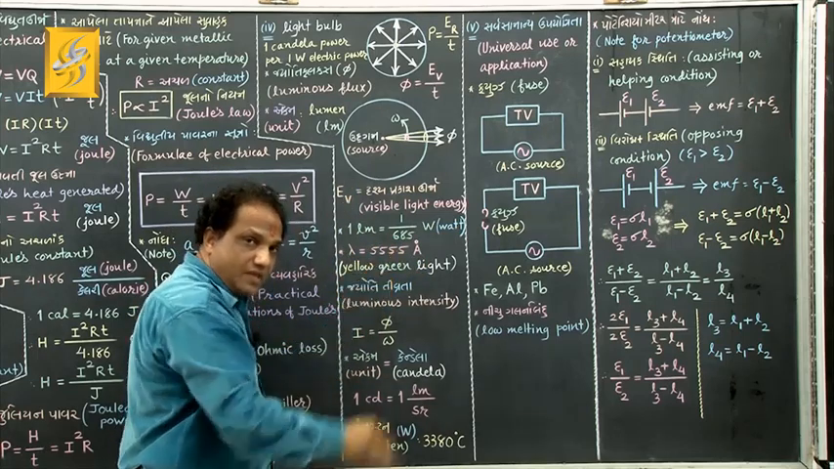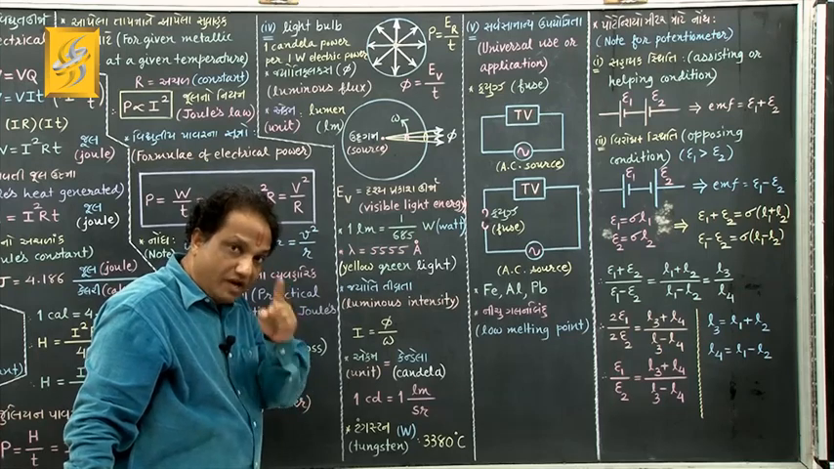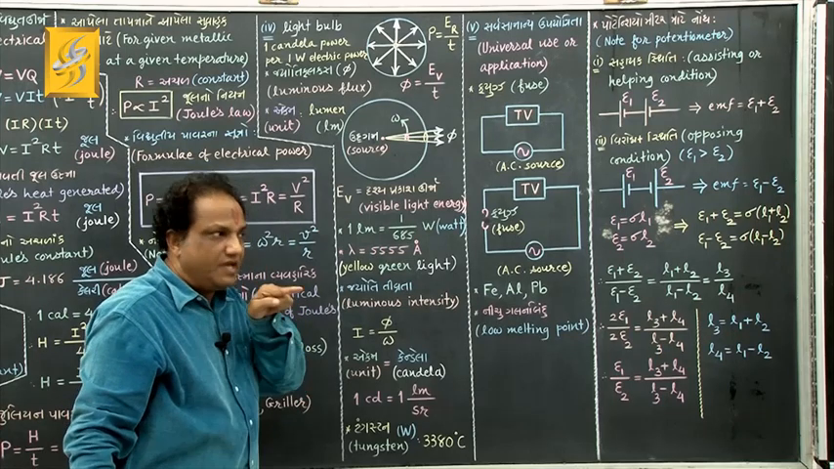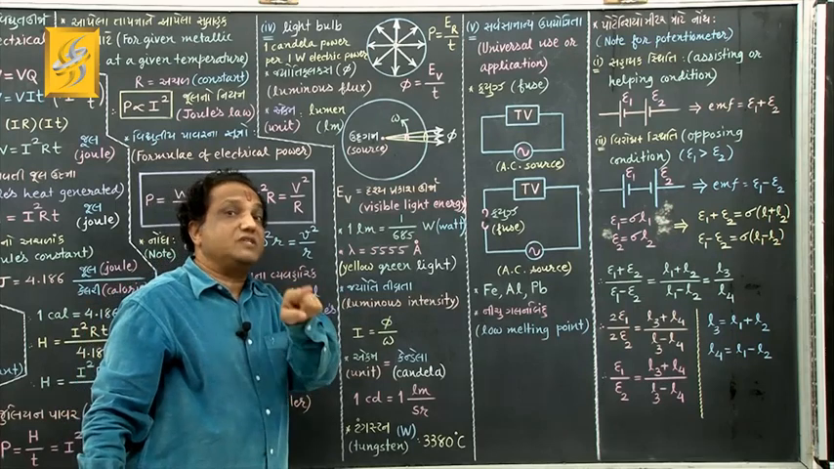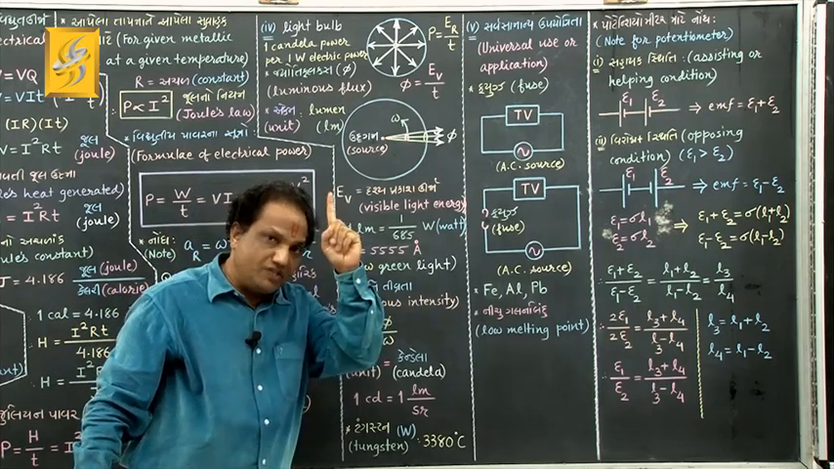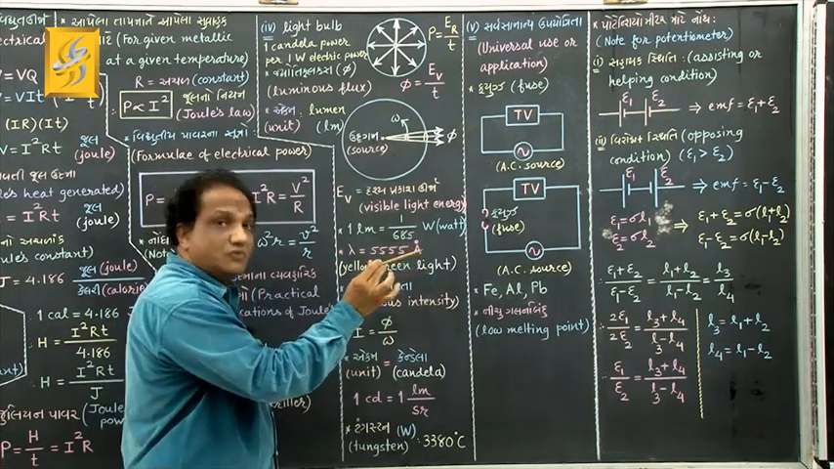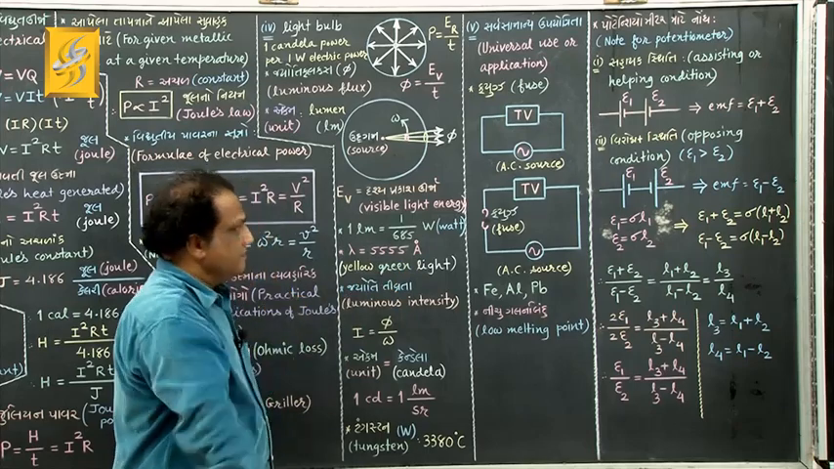In the textbook, what have they done? When the bulb consumes 1 watt electrical power, at that time they emit that sort of light which has luminous intensity 1 candela. Got it? So, that 1 watt is electrical power, and here this 1 watt is power of radiation. Okay? Do not get confused.